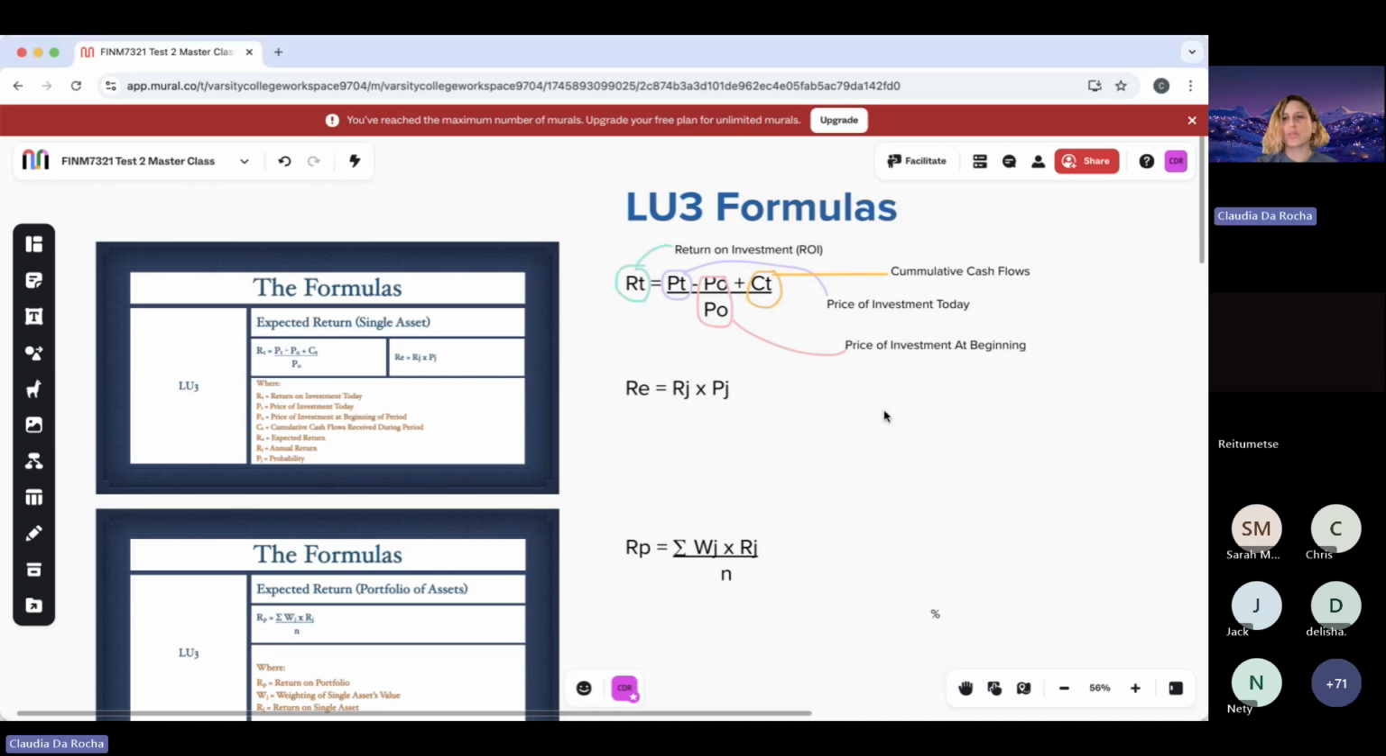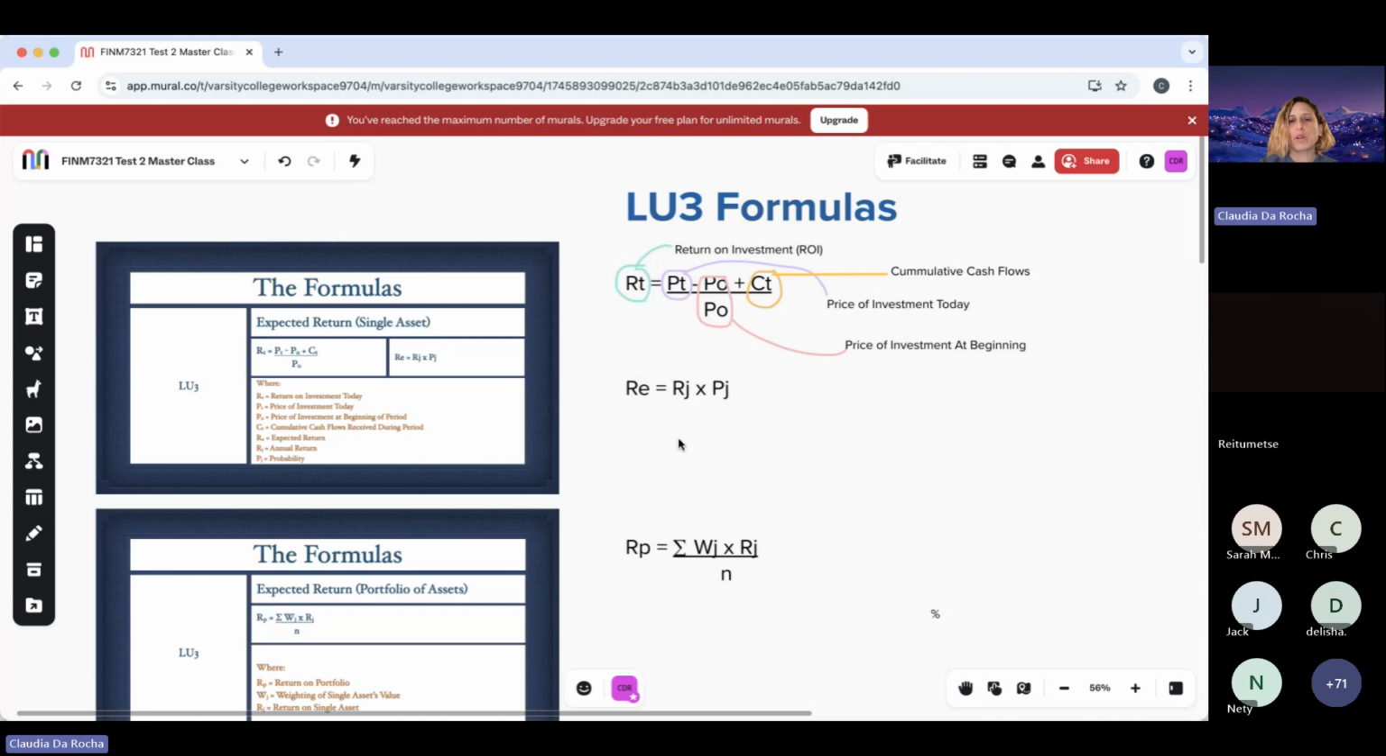All right, so that is your return on investment formula. It's not a difficult formula. The really only trick that could happen is understanding what your cumulative cash flows are. So like I said, it's any dividends received, any annuities received on your investments. So you just need to read the question and understand.